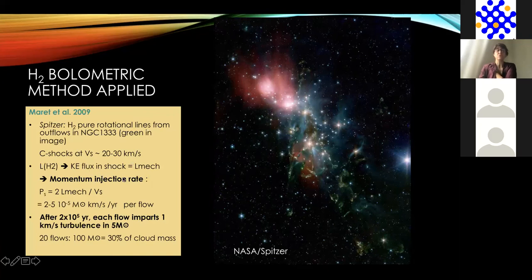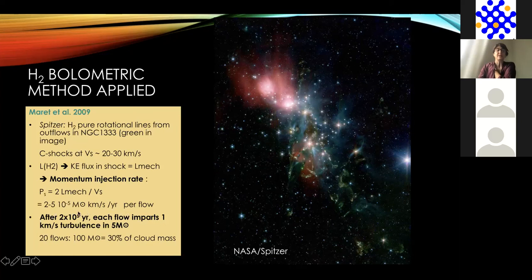From the H2 luminosity, you can get the kinetic energy flux. And from that, if you divide by the shock speed, you can get the momentum injection rate. Why do we do the momentum? Because that's the conserved quantity. The kinetic energy injected is dissipated radiatively. And if we want to know how much of that is going to stay in the form of turbulence, we prefer to look at the momentum, which is conserved.